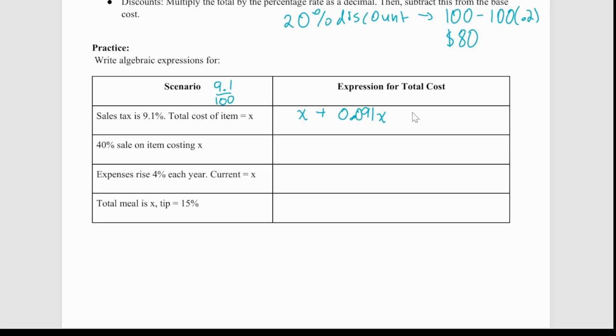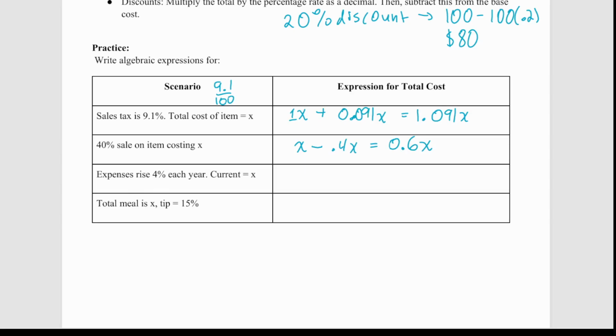Now what we can do from here, and this is a little bit previewing the next section, is combine like terms. Since both of these are x's, and this x secretly has a 1 in front, we're going to do 1x plus 0.091x to get us 1.091x as our final expression. Sort of similarly, if we have a 40% sale on an item costing x, well, then you would have x minus the amount that it's discounted. So 40% as a decimal is 0.4. 1x minus 0.4x leaves us with 0.6x as the final amount that we have to spend.